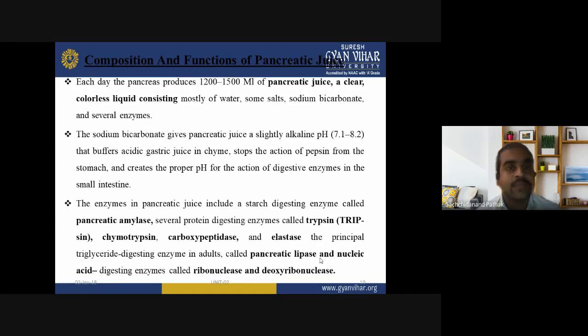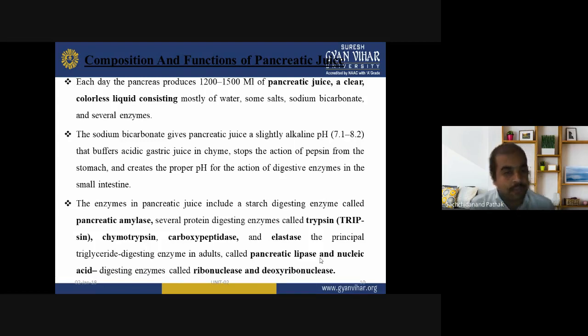Each day, the pancreas produces 1200 to 1500 ml of pancreatic juice, a clear, colorless liquid consisting mostly of water, some salts, sodium bicarbonate, and several enzymes. Sodium bicarbonate gives the pancreatic juice a slightly alkaline pH that buffers the acidic gastric juice, stops the action of pepsin from the stomach, and creates the proper pH for the action of digestive enzymes in the small intestine. The enzymes in pancreatic juice include a starch digesting enzyme called pancreatic amylase.